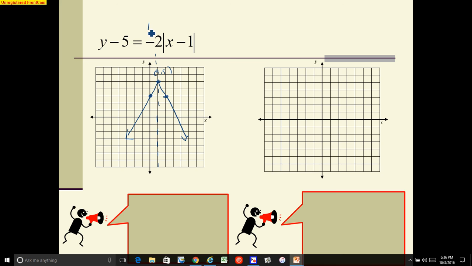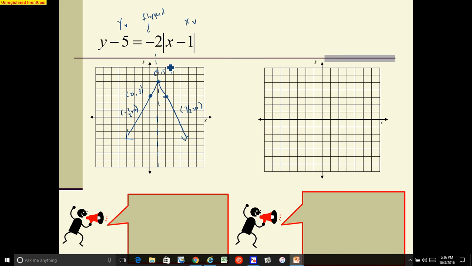Right, negative means flipped. Here's my x coordinate of the vertex. Here's my y coordinate of the vertex. Slope to the right is negative. Slope to the left is positive. I found my y-intercept, which was 3. And I found my x-intercepts, which were 7/2 and negative 3/2.